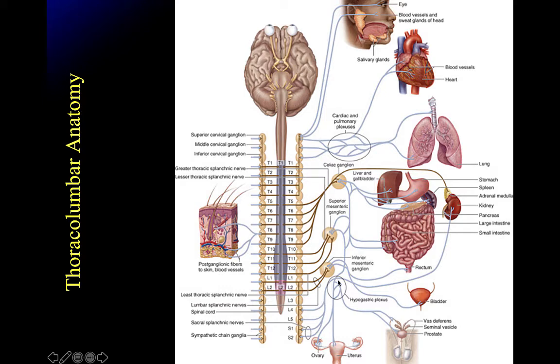You'll see that there is an additional set of ganglia here. These are not located off to the side. They're located anterior to the vertebral column, so anterior to the vertebral bodies, and below the diaphragm, with the celiac ganglion relatively close to the diaphragm, the superior mesenteric ganglion close to the superior mesenteric artery, and the inferior mesenteric ganglion close to where the inferior mesenteric artery comes off of the abdominal aorta.